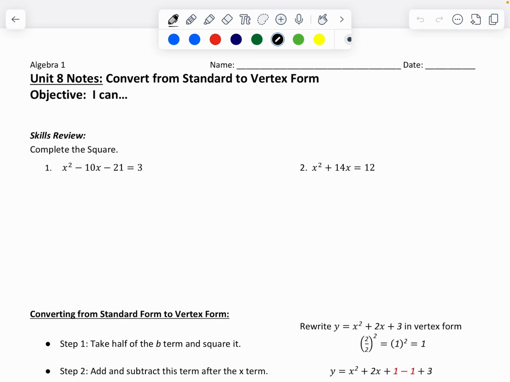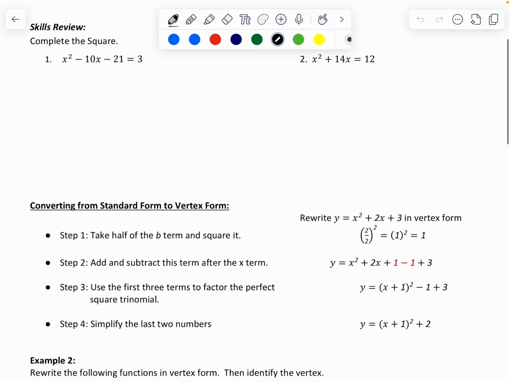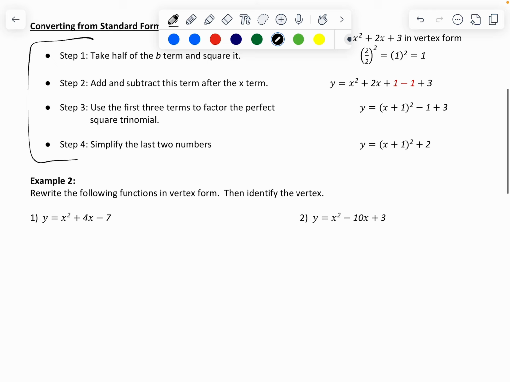We are going to work on converting from standard form to vertex form. It's very similar to completing the square, so the first part is similar, but there's just one little tweak that changes it just a little bit, okay? So you can look at this top part up here and read through that, and then I'm going to start showing you how this actually works to put it into vertex form, okay?